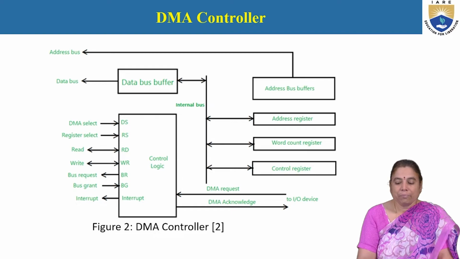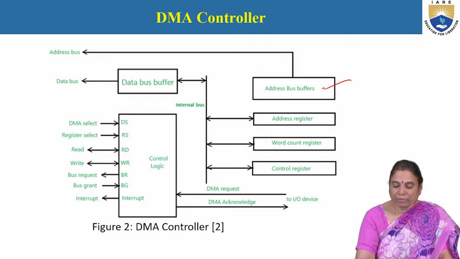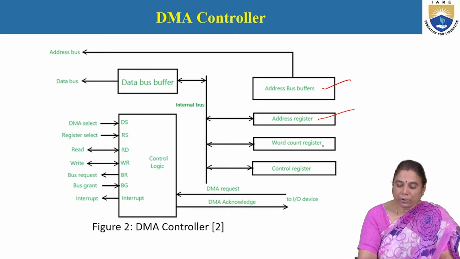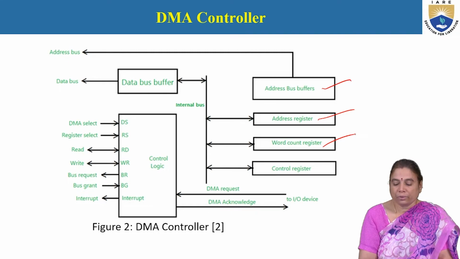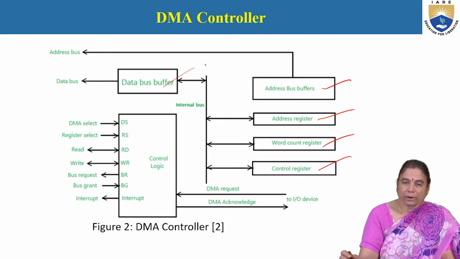And this is the block diagram of the DMA controller. So here the address register is used to point to the location of the memory, and the address bus buffer can hold the temporary address, and the register can carry the location. The word count register can hold the number of words that are involved in the data transfer. The control register indicates the status of the data transfer, and the data bus buffer can hold the data to be transferred.